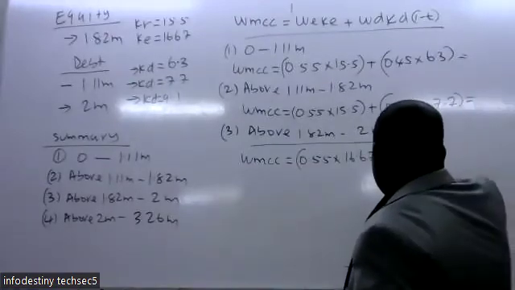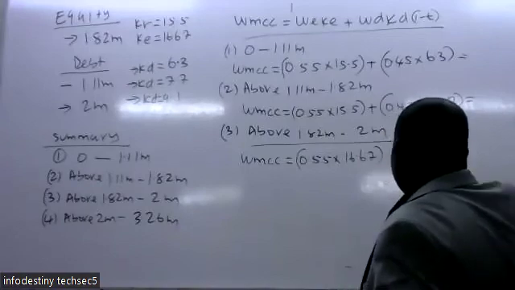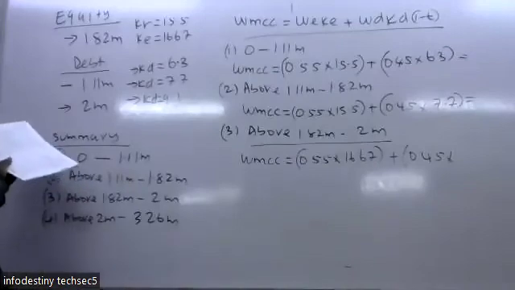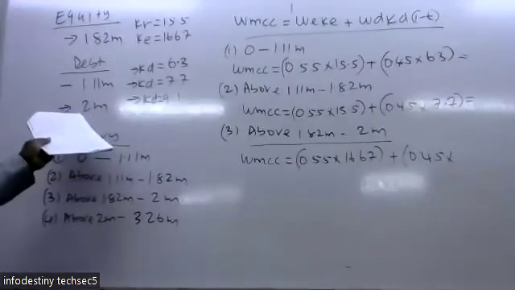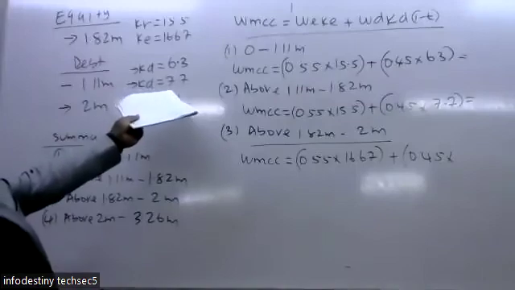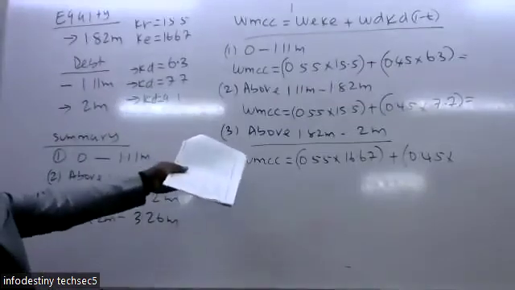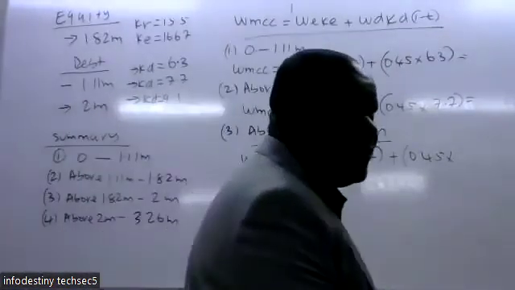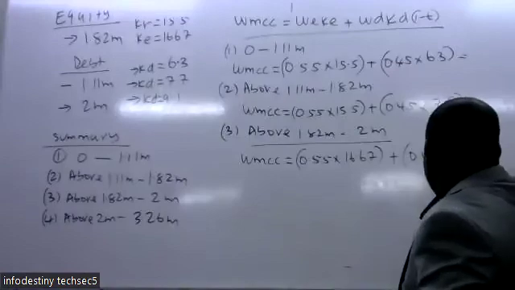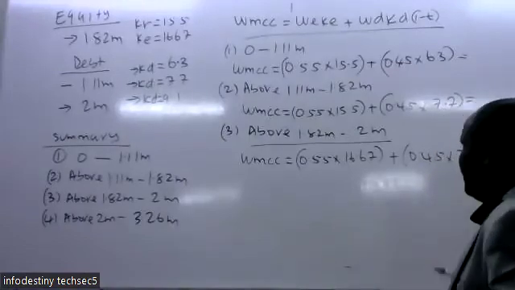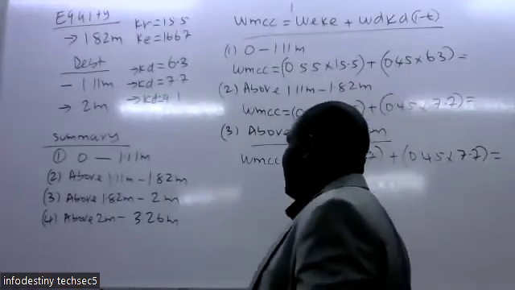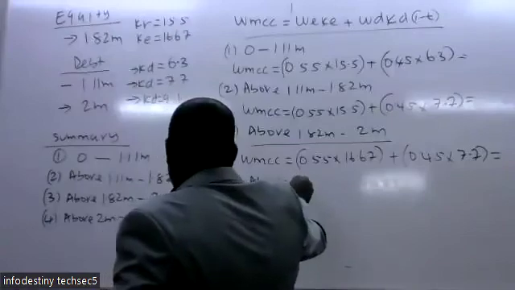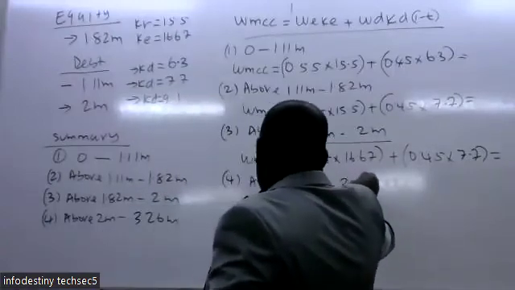Then this other one is 0.45. So anything to do with 1.1 up to 2 million, we still use 7.7. You remember this one is 1.82 to 2 million, so we use the 7.7. We apply 7.7 like that. Then the fourth one should be above 2 million to 3.26.